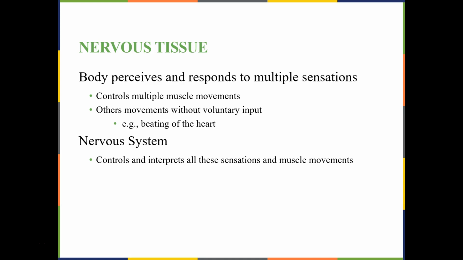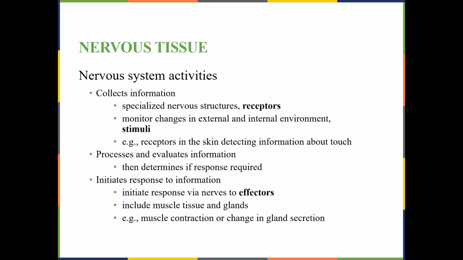So the main function of the nervous system is to take in stimuli and determine what responses need to occur due to those different stimuli. So the nervous system functions in controlling and interpreting sensations and delivering the proper response.